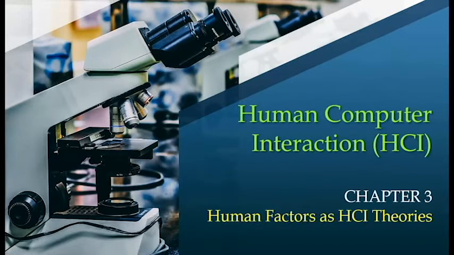So in chapters 1 and 2, we studied two bodies of knowledge for HCI design. In chapter 1, we learned some principles, those are the high level and abstract principles. And then in chapter 2, we learned also some specific HCI guidelines. So now in chapter 3, we'll be dealing with human factors as HCI theories.